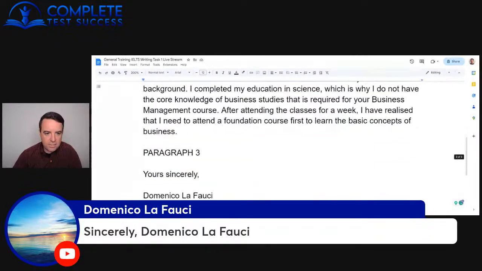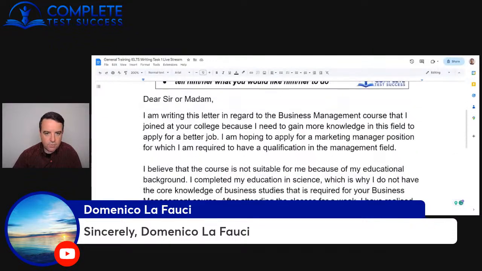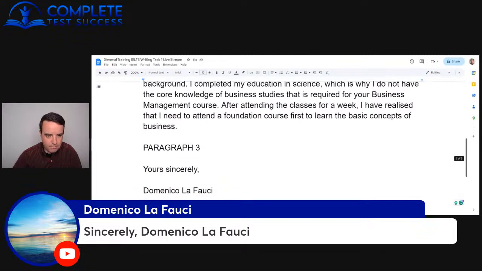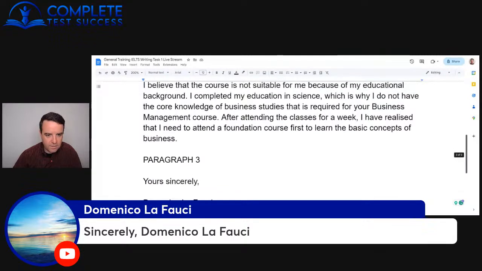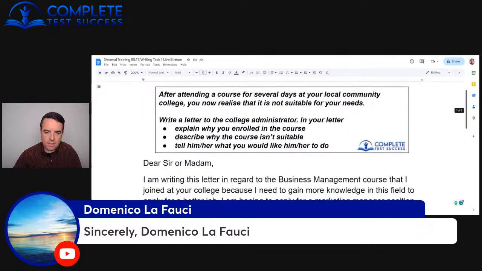And that is essentially how you answer a general training task 1 question. Like I said, we haven't done paragraph 3 here because we just don't have time to do it within the hour, but it would be the exact same thing. Just finish off, write paragraph 3 by responding to the 3rd prompt and make sure you develop it and all your development is focused on the exact prompt and exactly what you've been asked to discuss.